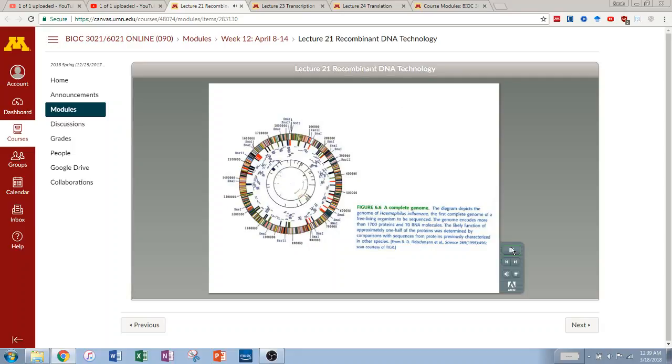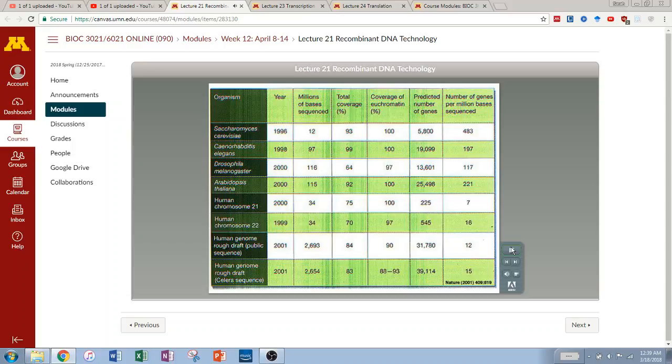This is the gene sequence of the bacteria Haemophilus influenzae, which is the first free-living organism to be completely sequenced. That was accomplished in 1995. This table shows the history of genome sequencing. In 1996, the sequence of the yeast Saccharomyces cerevisiae was obtained. In 2000, the fruit fly genome was sequenced. Wow! Last but not least, a rough draft of the complete human genome was determined in 2001.